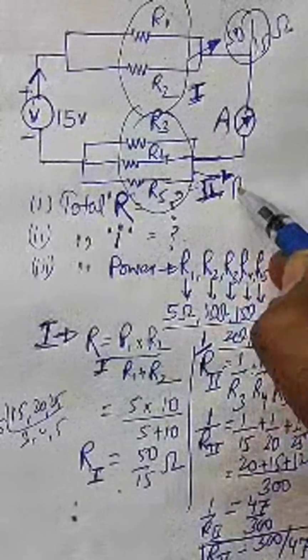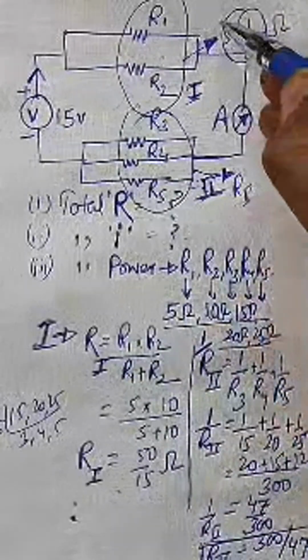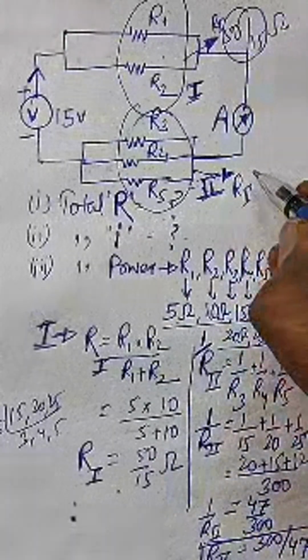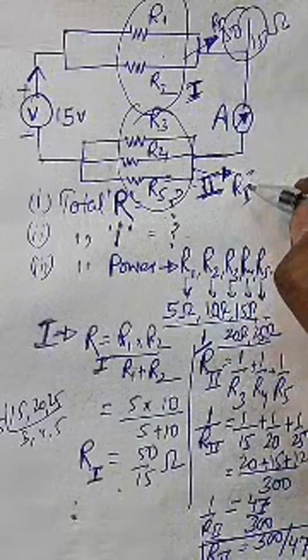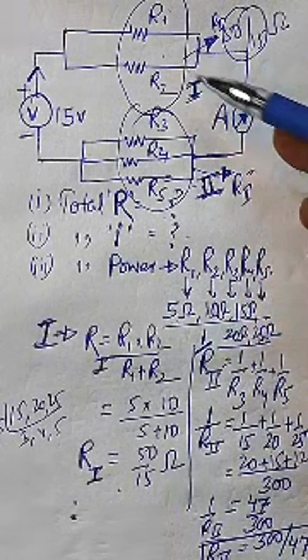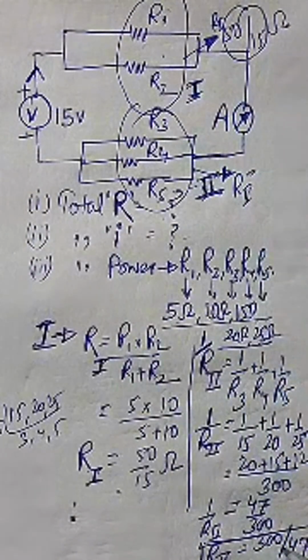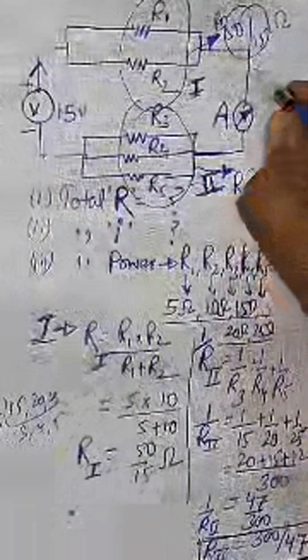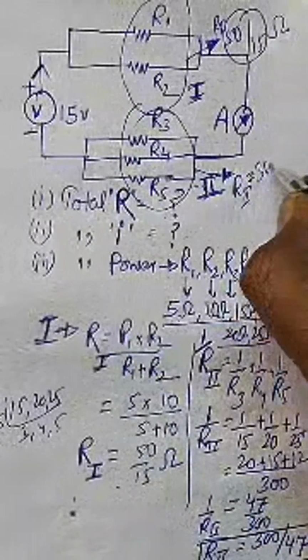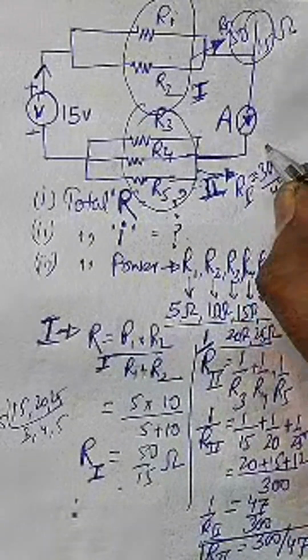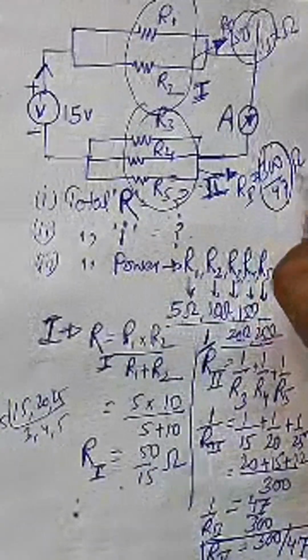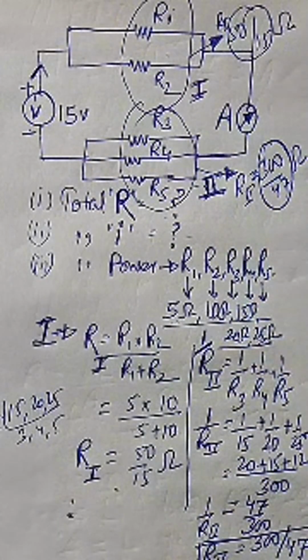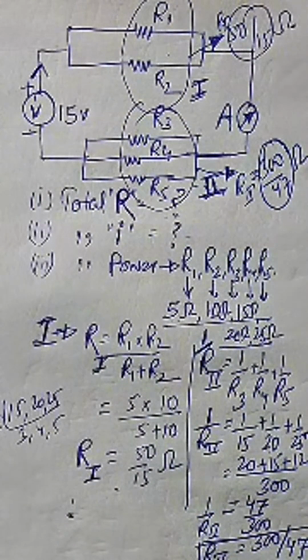This is R2. R2 is coming as, this was R1. It's Roman 1 and 2. Don't confuse with this 1, 2. This is calculated as 300 by 47, right? So just write the value over here, 300 by 47. This much of ohm. Now students, our circuit will be simplified.